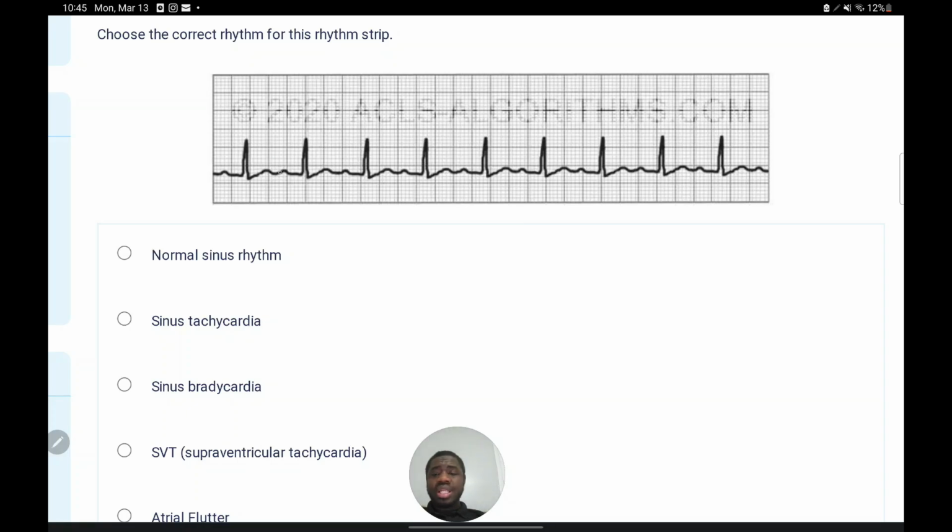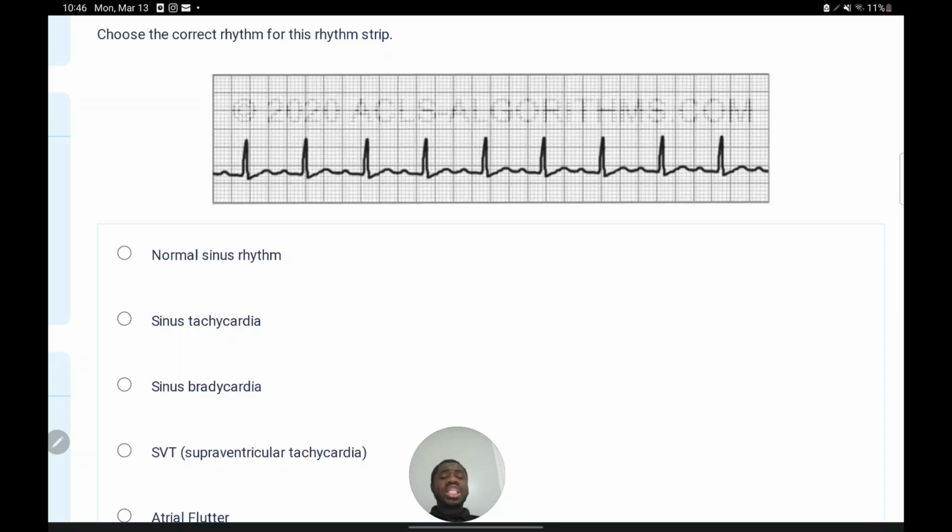Let's count the boxes from where the P wave begins to where the QRS complex begins. So the PR interval is 1, 2, 3, 4, 5, 6, 7. 7 times 0.04 is 0.28. So this is more than the normal PR interval. So this looks like first degree heart block.